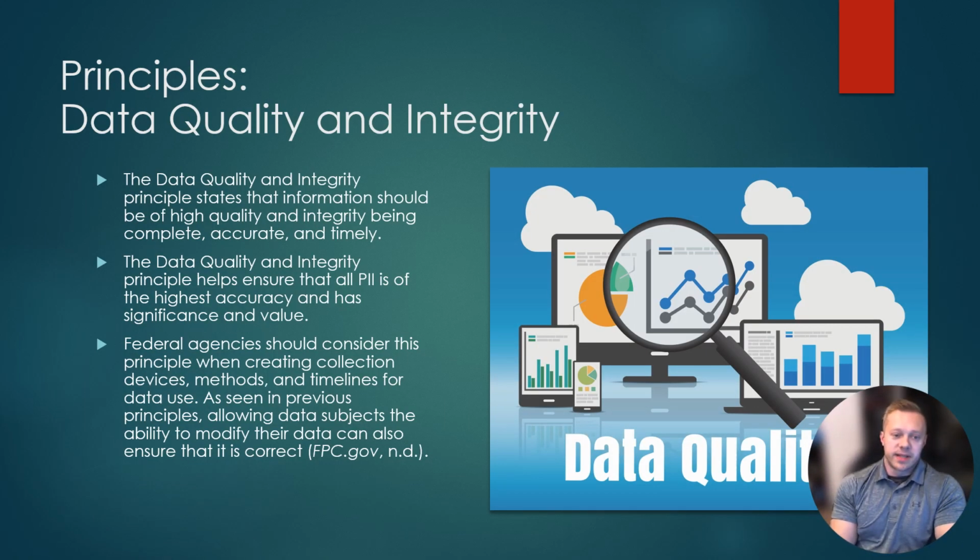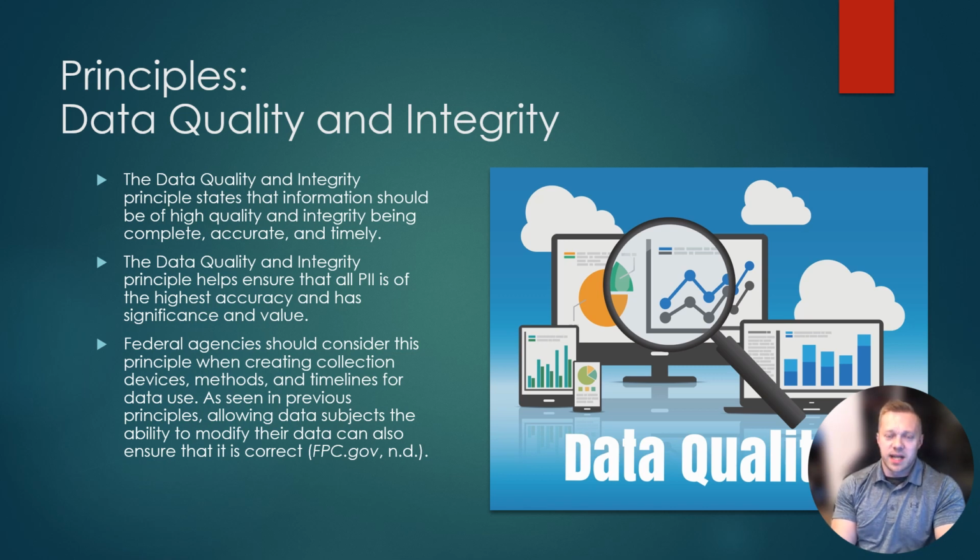Data quality and integrity principle states that information should be of high quality and integrity, being complete, accurate, and timely. The data quality and integrity principle helps ensure that all PII is of the highest accuracy and has significance and value. Federal agencies should consider this principle when creating collection devices, methods, and timelines for data use.